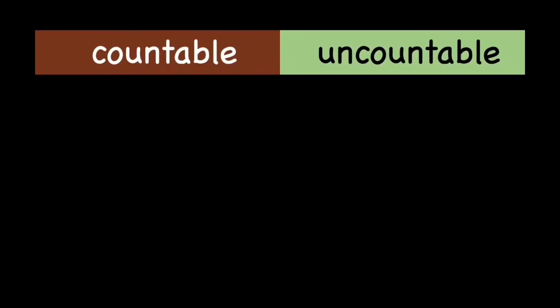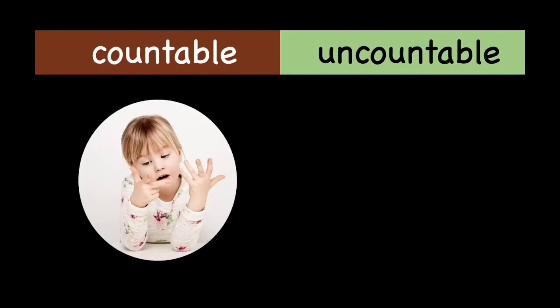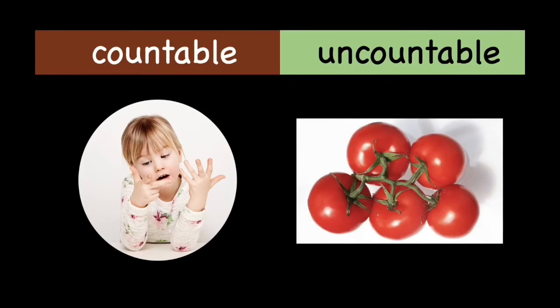Today, we are going to take a look at 2 different kinds of things, which is countable and uncountable nouns. What are countable and uncountable nouns? Let's take a look at countable nouns. Countables are the things you can count, such as 1, 2, 3, 4, 5. That's called countable nouns. For example, tomatoes. Can you count the tomatoes, guys?